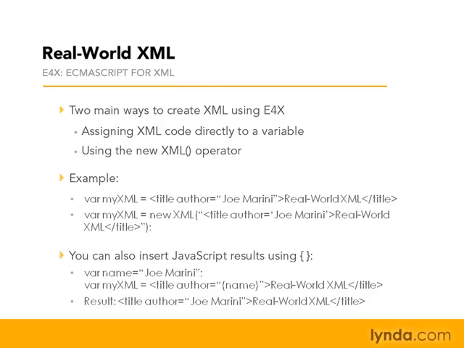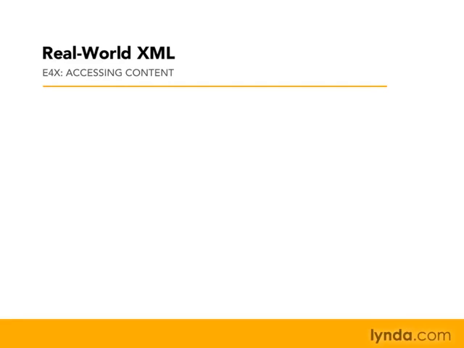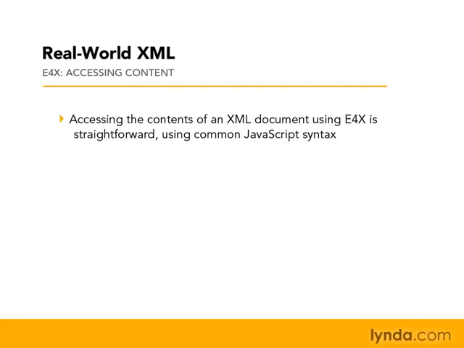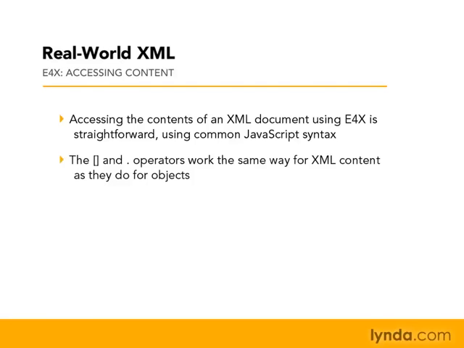E4X provides several ways of accessing content that's in XML. So it's very straightforward, and the good news is you use common JavaScript syntax in order to do it. For example, the bracket and dot operators work the same way for E4X content as they do for objects. The @ operator, which is a syntax that's borrowed from XPath, is used to access attributes on a tag, and we'll be seeing live examples of this in a few moments.